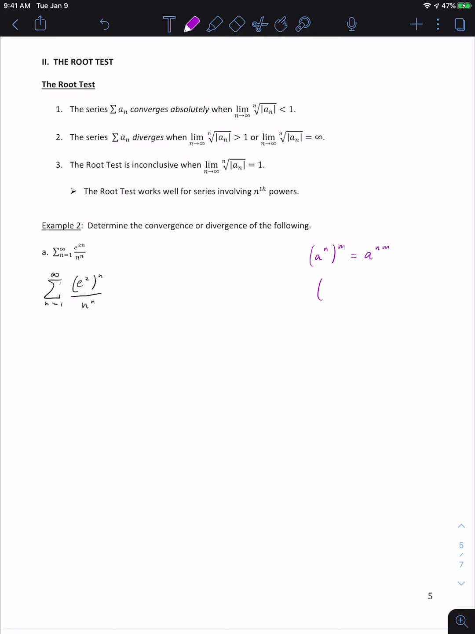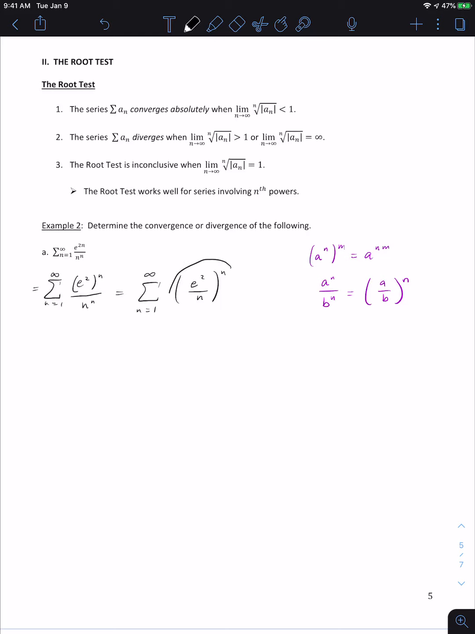Another property that we're going to use here is if I have a to the n over b to the n, then that's the same as a over b to the n. So in this case, I have the numerator and the denominator both to the nth power, so I could rewrite this as e squared over n to the nth power. Both the numerator e squared and n are taken to the nth power. So again, the root test works well for series involving nth powers.